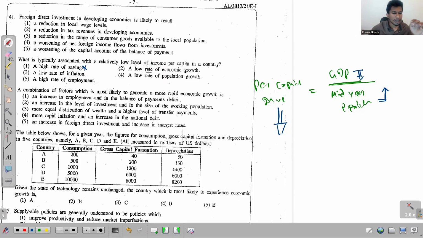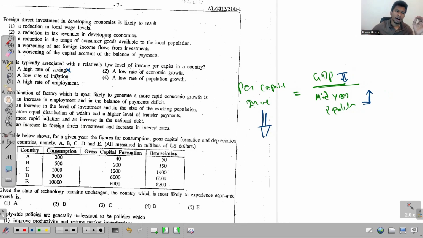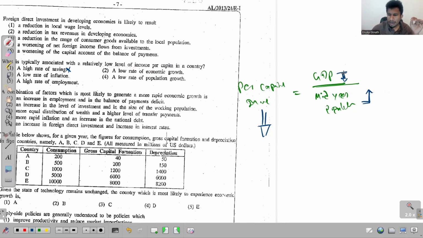And the second one, a low rate of economic growth. It could be, it could happen. If GDP is low, we say the continuous increase in the productive capacity is what we recognize as economic growth. And if GDP reduces continuously, then definitely the economic growth will be very low. So that is a possible scenario.